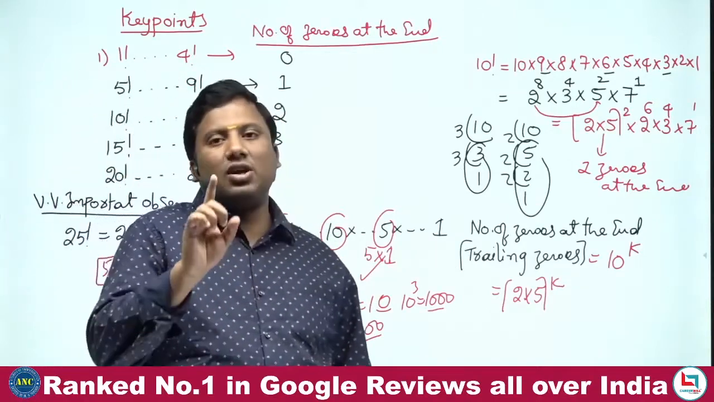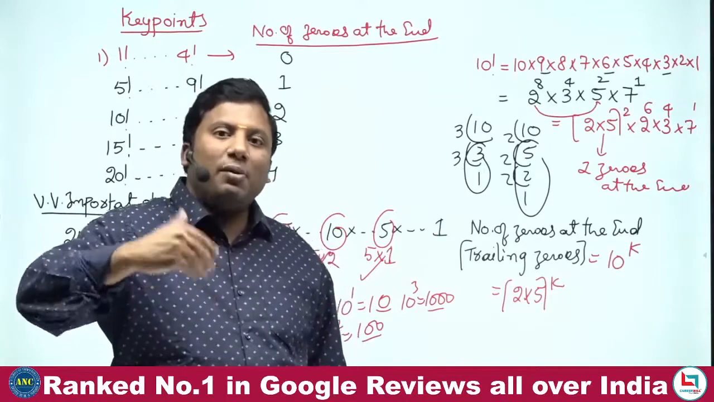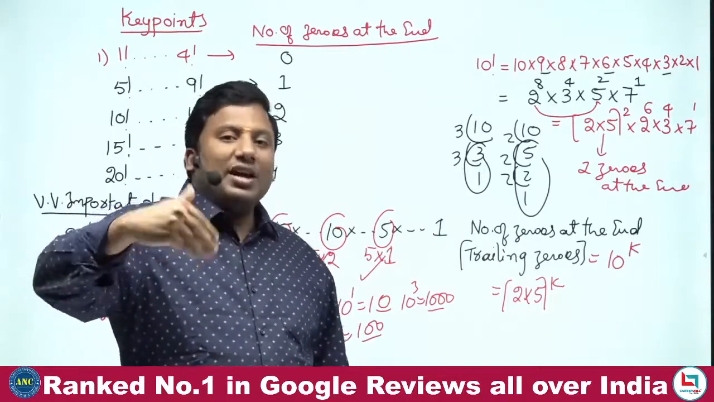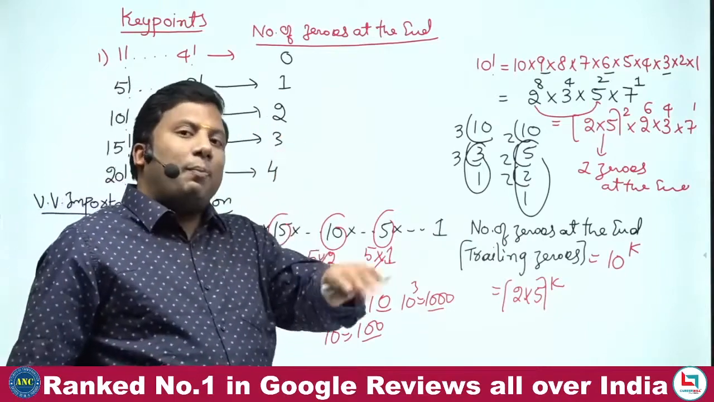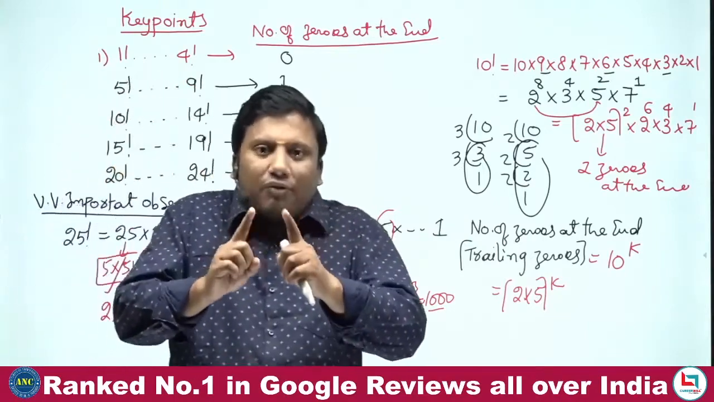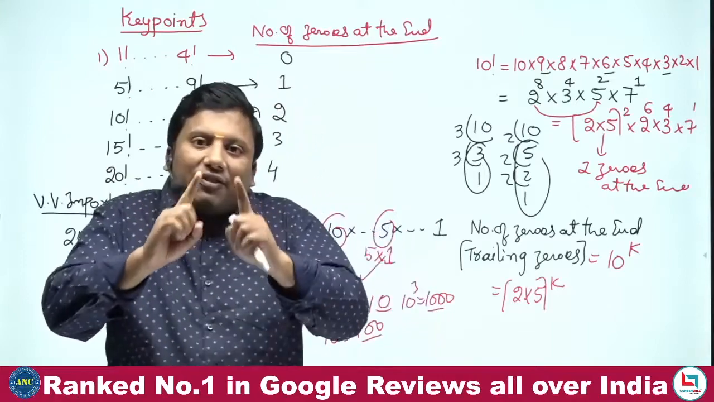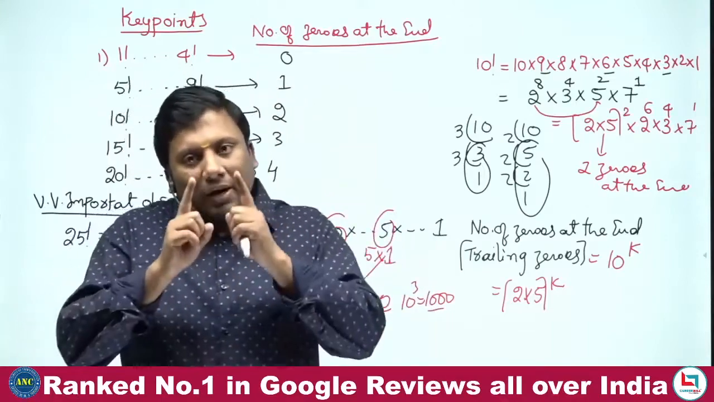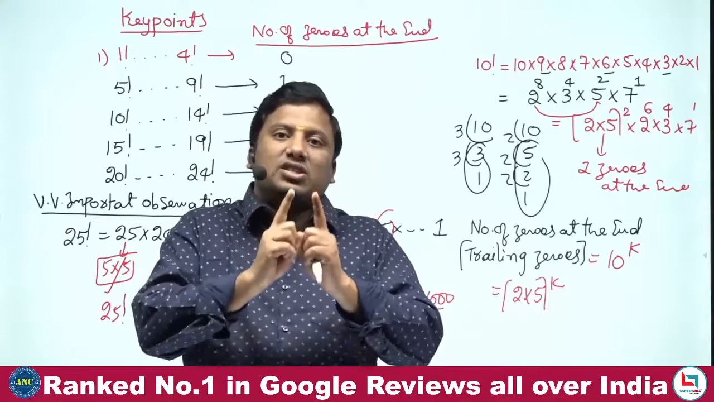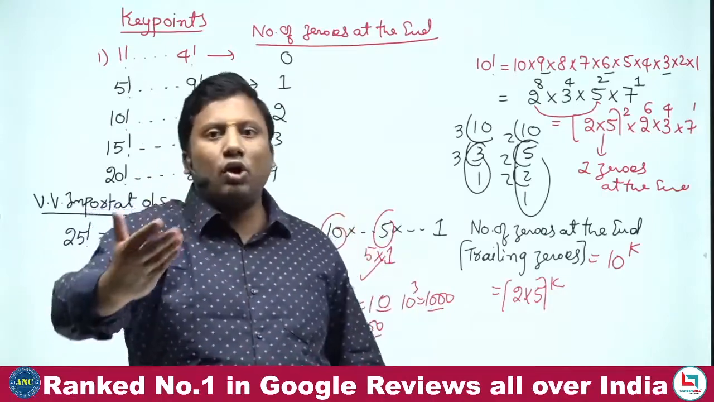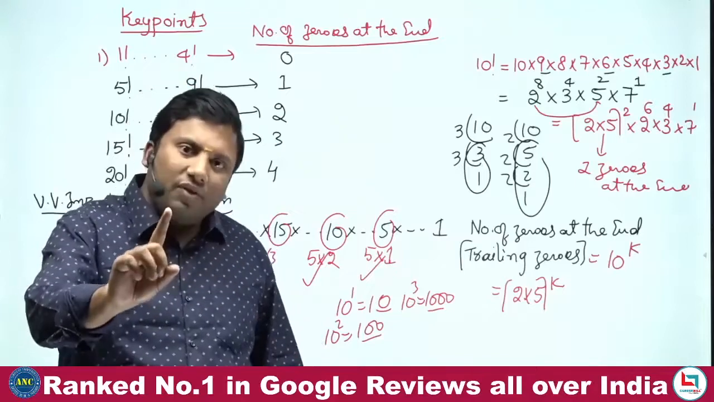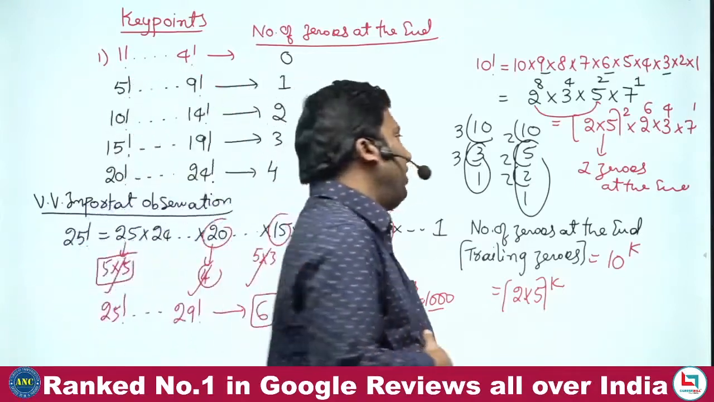Anyway, in trailing zeros, I will take a class where I will prove that it is not always the highest power of 5. It is only valid for factorial problems. Listen carefully to this line. Only for factorial problems, the number of zeros at the end is the highest power of 5. If it is not in a factorial format, it could be the highest power of 2, which we will discuss in detail in our next class.